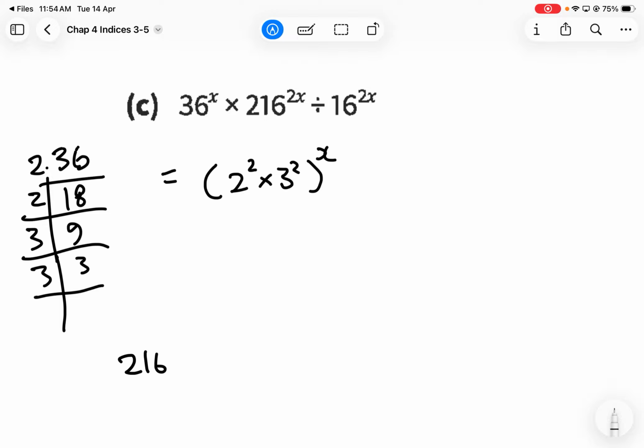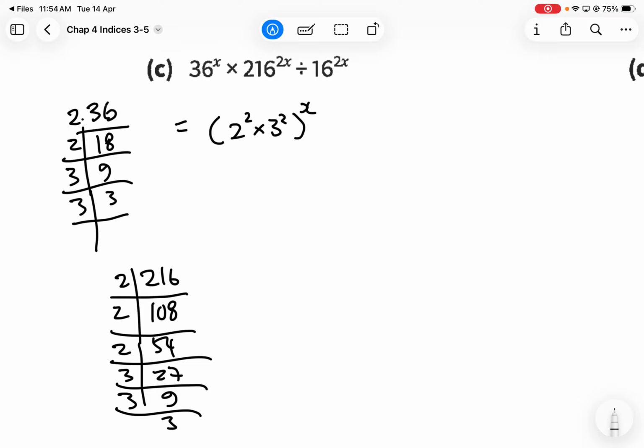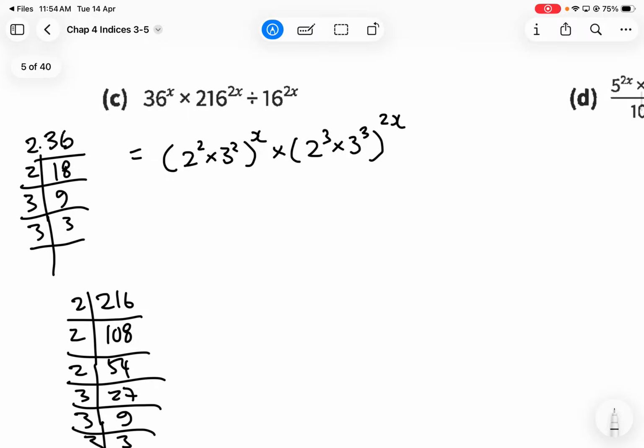For 216, 108, 54, 27, 9, 3, 3. So 216, I will write it as 2 to the power of 3, 3 to the power of 3, then to the power of 2x. 16, just now we do a few times already. 16 is 2 to the power of 4 to the power of 2x. Okay? Then my 36 is to the power of x.